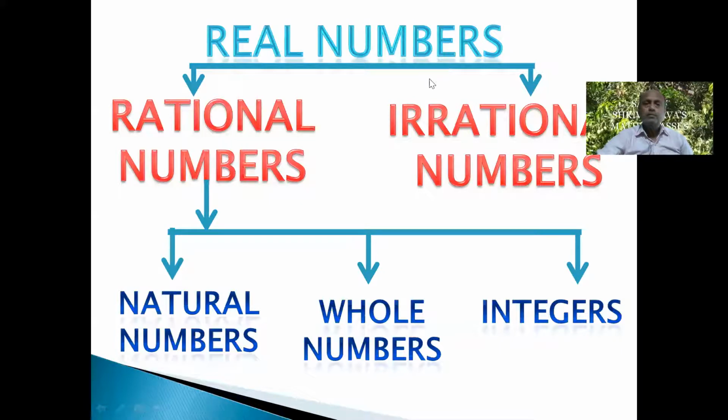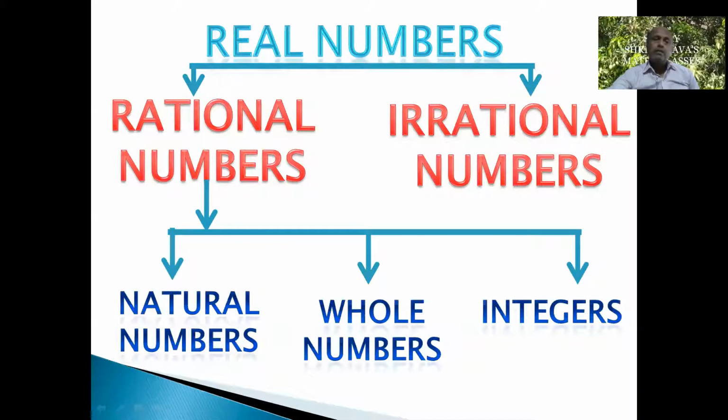First thing is real numbers. Real numbers are simply the numbers including rational numbers and irrational numbers. Rational numbers are natural numbers, whole numbers and integers.